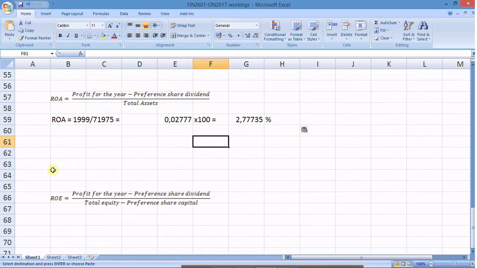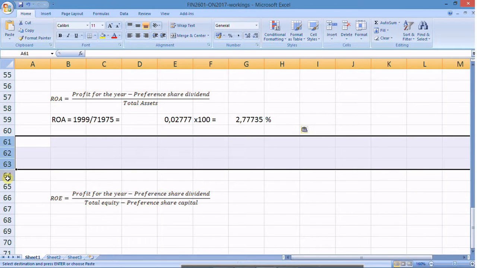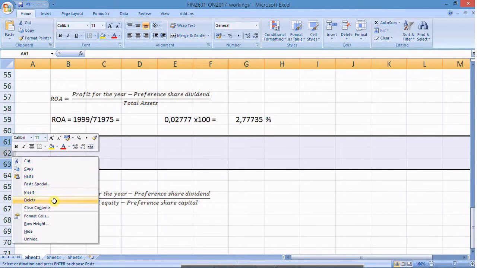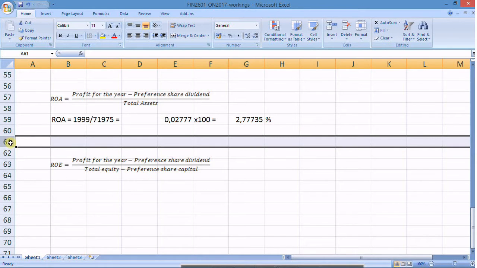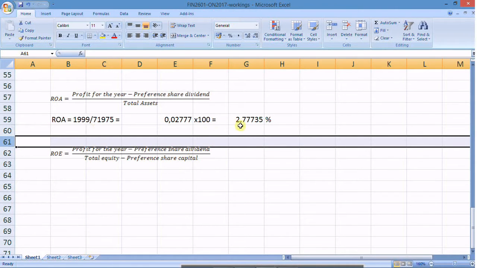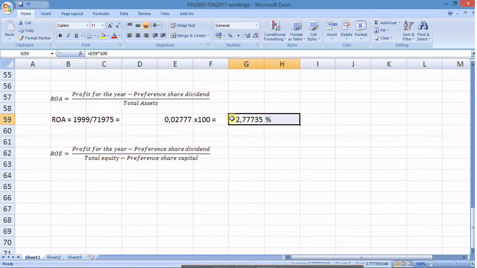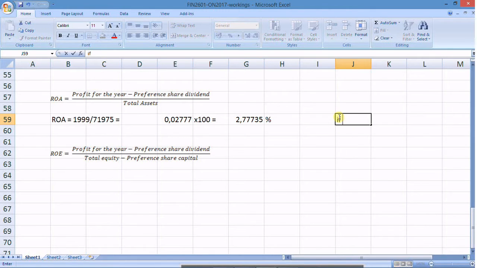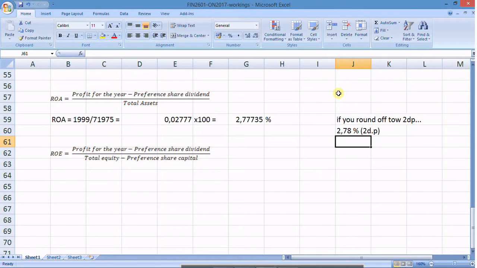2.77%. I don't think they told you in the question to round off to 2 or 3 or 4 decimals. So can we just round off? I assume so. I don't know what their requirements are. Just leave as many decimals as possible. So that is the answer. But if you round off, it will be 2.78 to 2 decimal places, then state that. Then you would go 2.78%, and then in brackets show 2 DP, just so that they know what you're doing.